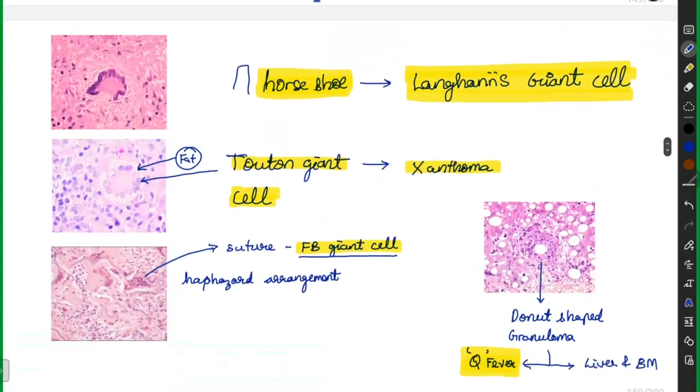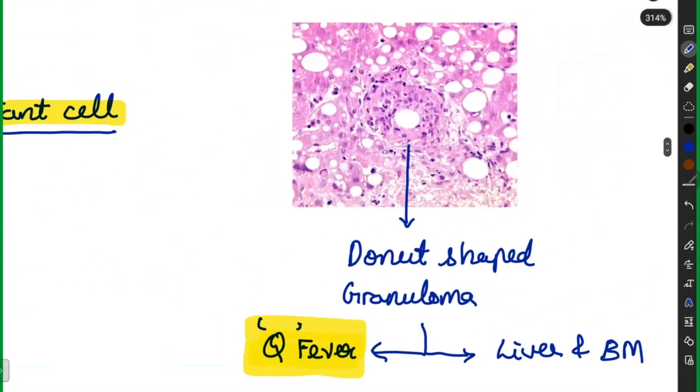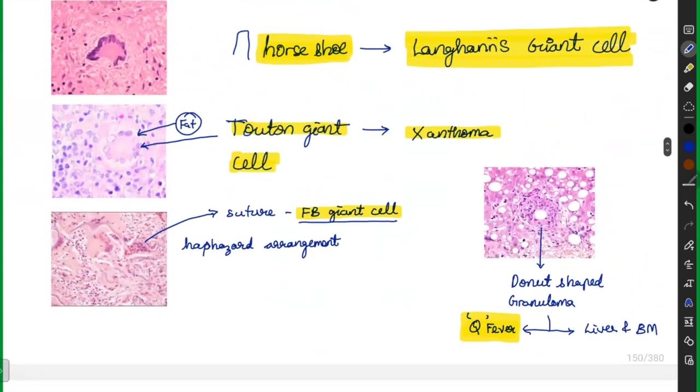Horseshoe arrangement is seen in Langhans giant cell, Touton giant cell is seen in xanthoma. This is a suture. Can you see this thread? A suture, which will have a haphazard arrangement, is a foreign body giant cell. Donut-shaped granuloma, which is seen in Q fever, you can see this in liver and bone marrow biopsy. So with this, we are completing the very, very important topic of chronic infection. Any doubt in this chronic infection? Any doubts?